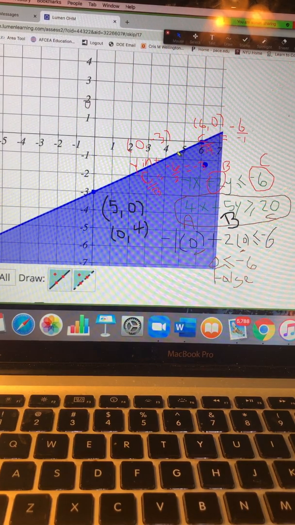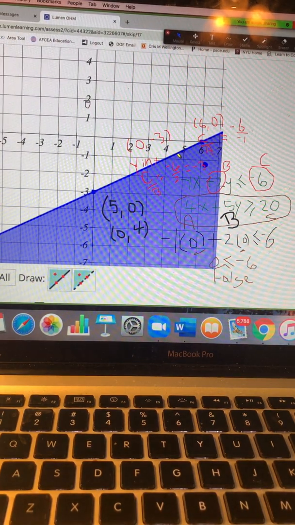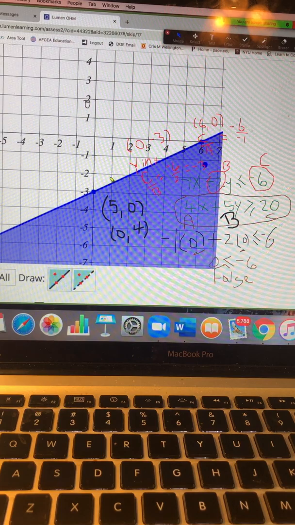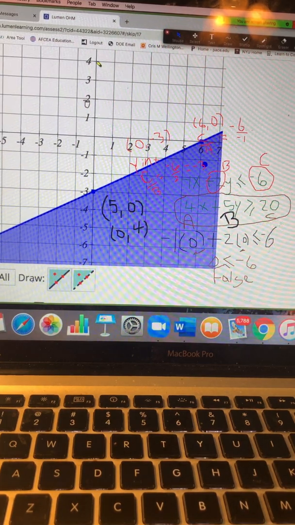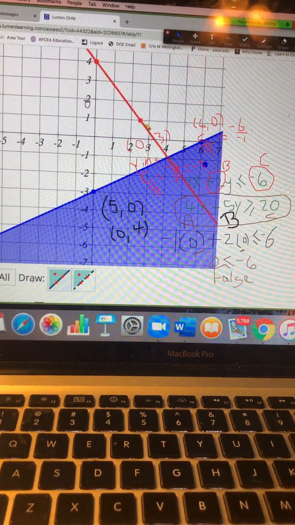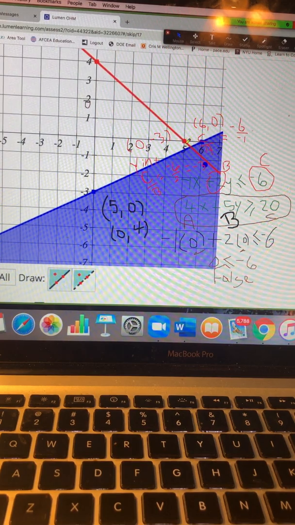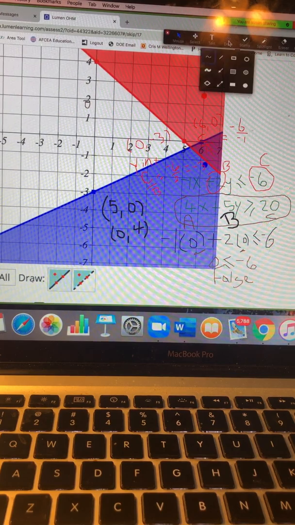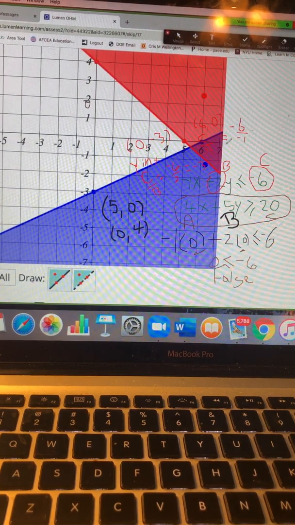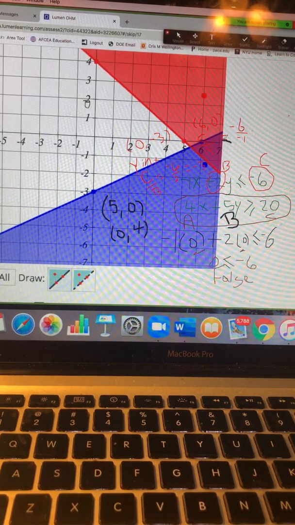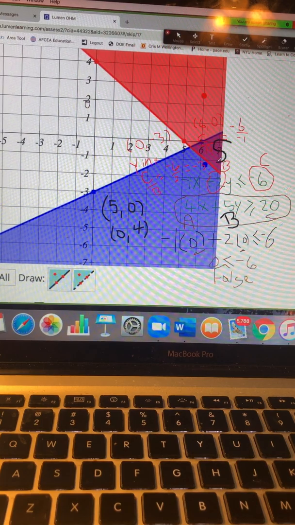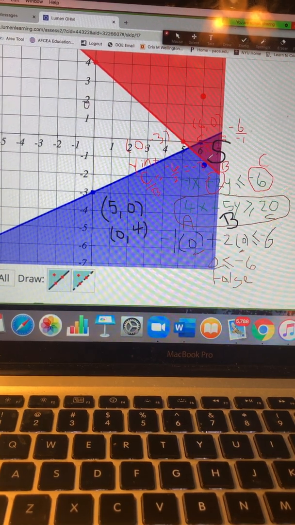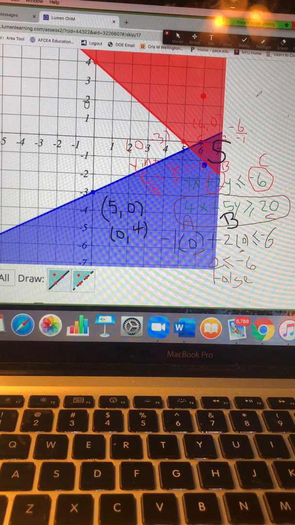Perfect. It was 0, 4. Okay, good. And 5, 0. Okay, awesome. And again, we shaded here. As I was saying, 0, 0 is not in the region because we would not get a true statement. What you see right there is going to be the solution region in this case.